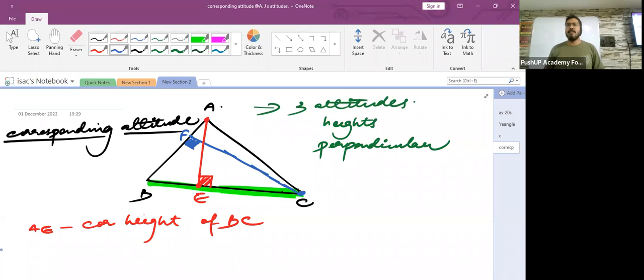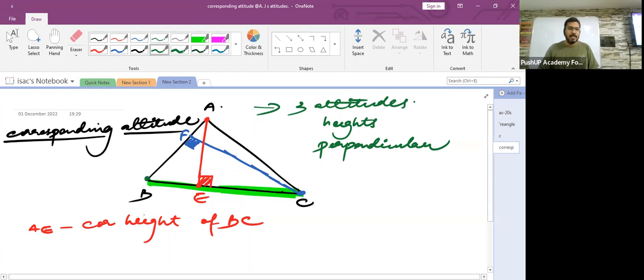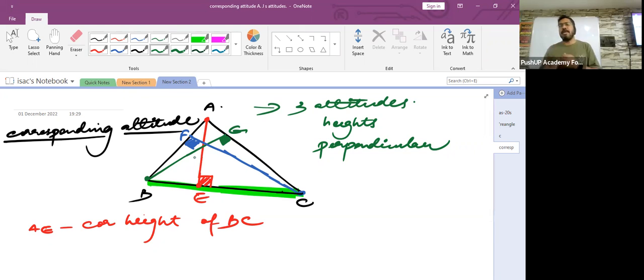Are you getting it, children? So do we have a corresponding height of AC? Yes, we have. And how will we draw it? We take the vertex opposite to AC. From the opposite vertex B, I will draw a 90-degree line to AC. Say, for example, this point is G. Then BG becomes the corresponding altitude or corresponding height of AC. Are you getting it, children?